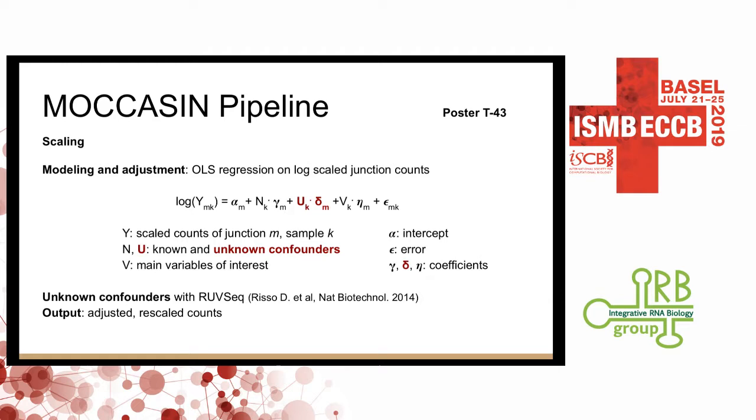In addition, MOCCASIN includes an option to account for unknown confounders. The idea here is that you may have additional sources of unwanted variation that introduce systemic biases into the data. And to deal with these, MOCCASIN invokes an existing tool, RNASeq, that learns patterns of variation in the data that are not explained by the variables that the user input that we know about. And so we can combine all of those inputs, and for each junction, MOCCASIN learns a model and corrects it.